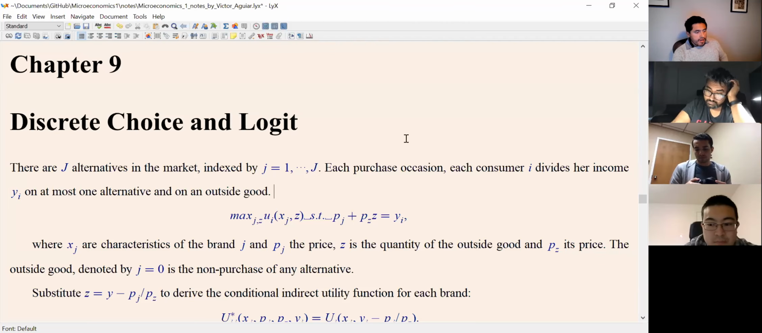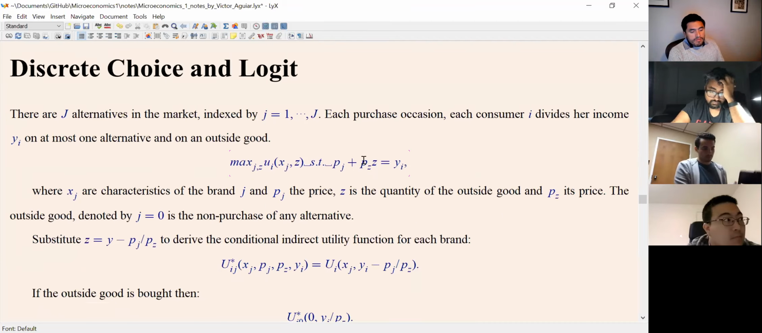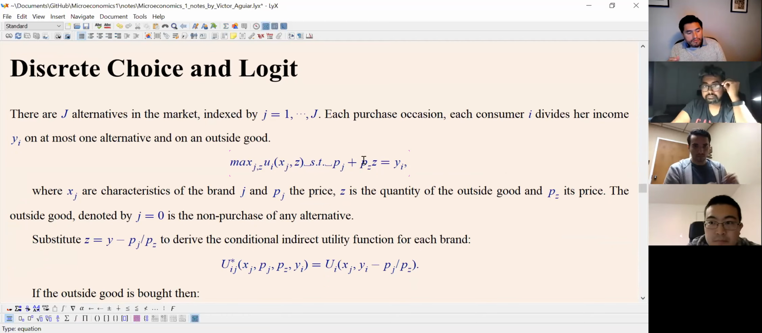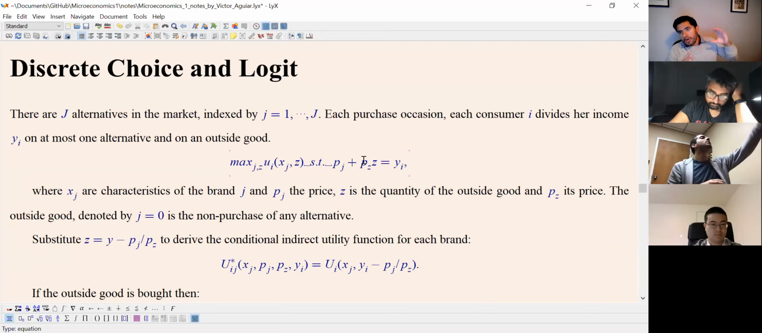So chapter 9, the new chapter 9 that I moved, is about discrete choice. And we're going to study a particular model of discrete choice. It's called logit, okay? So the idea was basically studying this simpler version of consumer maximization, where instead of choosing bundles, we just choose discrete objects.